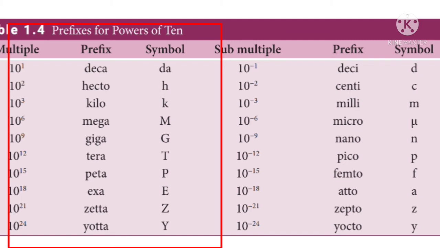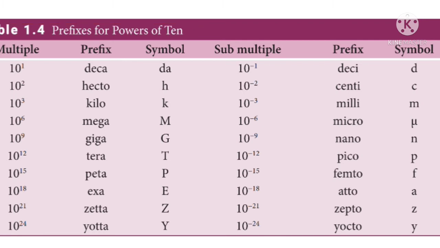10 power 18 should be called as exa. The symbol for exa is capital E. 10 power 21 should be called as zetta. The symbol for zetta is capital Z. 10 power 24 should be called as yotta. The symbol for yotta is capital Y.